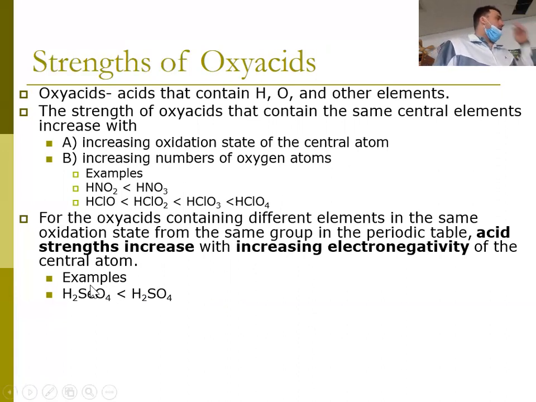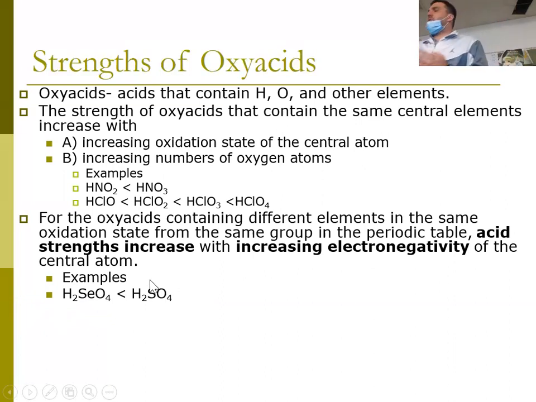Sulfuric acid is stronger than selenic acid because I'm looking at the same things. The charge of the central atom is the same, the charge of the S and the Se, and the number of oxygens is the same. So these two are the same strength there. To differentiate, I need to look at the electronegativity differences. The electronegativity of S is greater than that of Se. Because S is more electronegative, sulfuric acid is a stronger acid.